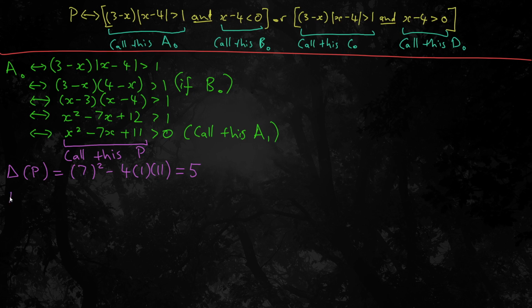So on that basis, we conclude that A1 is equivalent to the statement that x is less than the smaller of the two roots. The smaller of the two roots is this. That comes from the quadratic formula: negative b minus the square root of delta, over 2a. Or x is greater than the larger of the two roots.